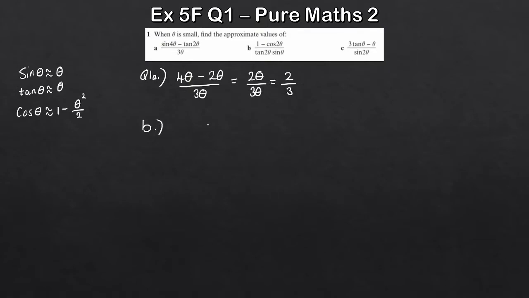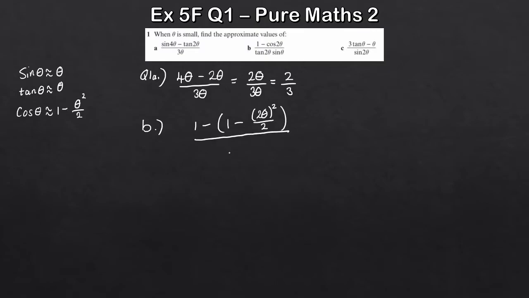Part B then, this one's a little bit more complicated. We've got 1 minus cos 2 theta. If we do the numerator first, this is going to be 1 minus cos theta, so that's 1 minus, where there's a theta here, if this is 2 theta, this will be 2 theta squared, like so, and we divide it by 2. And then we're dividing the full expression by tan 2 theta times sine theta.